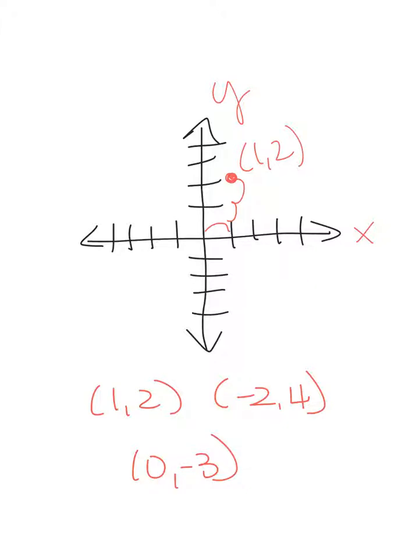Then the next point is -2. So I'm going to go 2 to the left on my negative side of my axes for my x value, and then my y value goes up. And then I go 1, 2, 3, 4, so I'm approximately right there. That's -2, 4. For my final point, I'm at 0 for my x value, and I'm going to go down 3. So then I go down 1, 2, 3. There's my point right there. That happens to be on the y-axis.